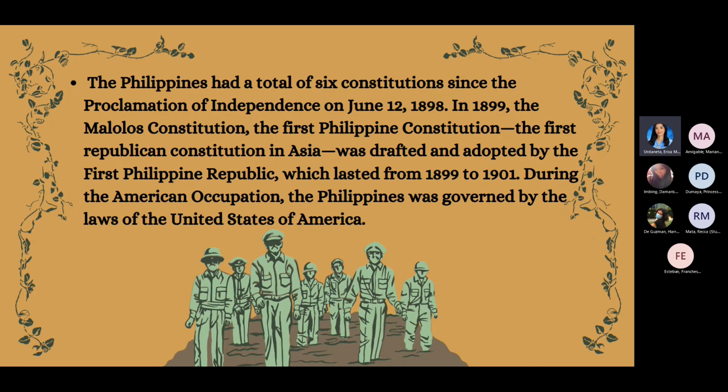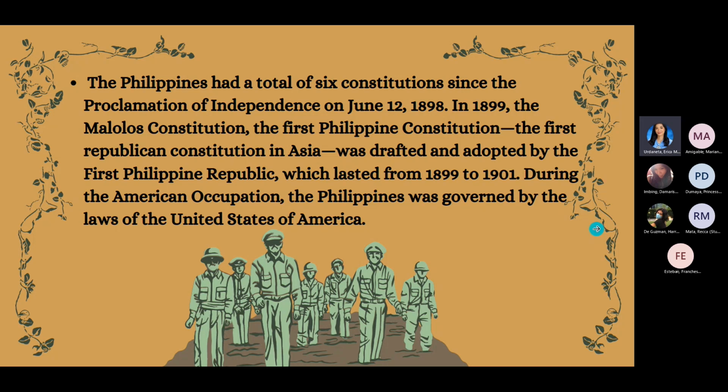The Philippines had a total of 6 constitutions since the proclamation of independence on June 12, 1898. In 1899, the Malolos Constitution, the first Republican constitution in Asia, was drafted and adopted by the First Republic, which lasted from 1899 to 1901.